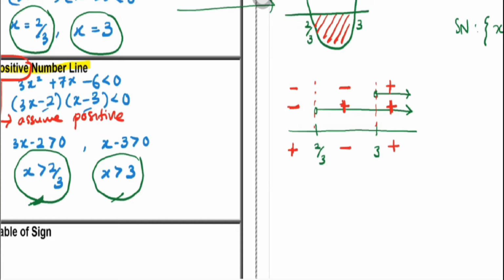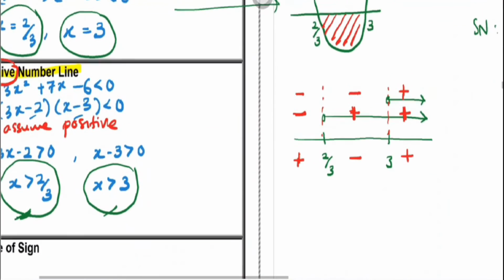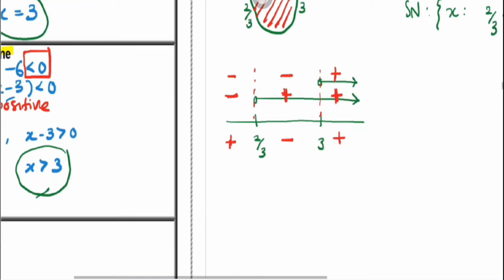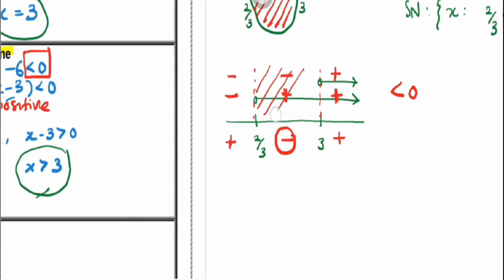How do you decide your region? Again, whenever you want to decide your region yang kita perlu lorek, kita akan tengok soalan kita dan kita tengok sign. If it is less than 0, bermaksud kita akan pilih nombor yang kurang daripada kosong, iaitu nombor yang negatif. Jadi inilah kita punya kawasan yang perlu dilorek.